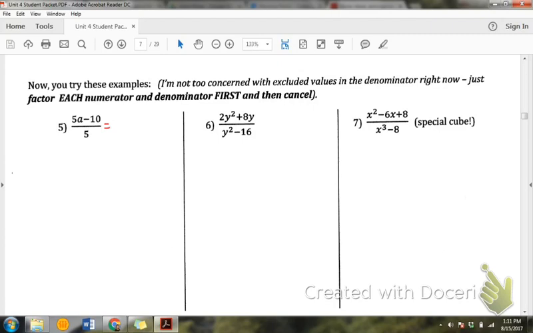The first step is to factor the 5, which leaves me with a minus 2. Factor the denominator. Well, that can't be factored, right? It's just 5. Cancel the 5. And now you can cancel the 5s, yes. And then your answer is a minus 2. That's it.